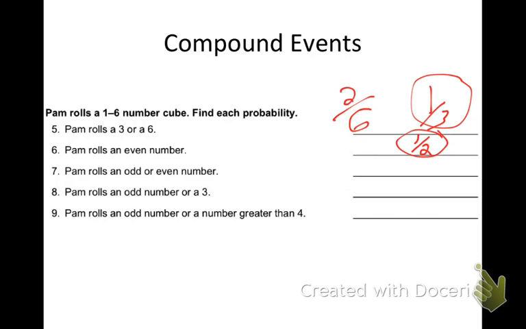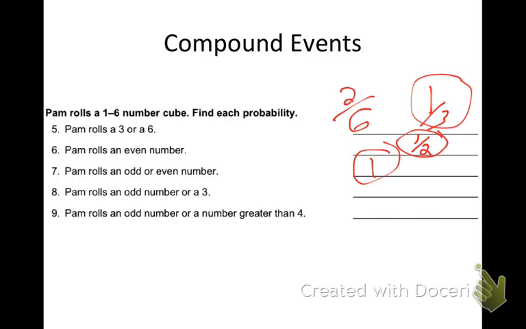Number 7, Pam rolls an odd or even number. Crazy answer here because the probability is 1. No matter how many times you roll that thing, you will every time get an odd or an even number, right? That's a certain event.